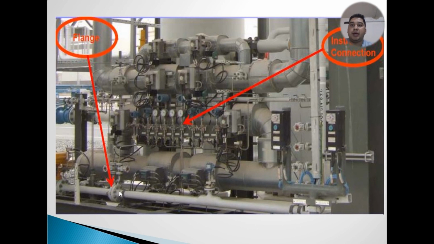Now this is a flange. In this one, if it is leaked, if it is not tied properly, what will happen? Any material, any vapor, or any gas can leak from here. And the second thing is here, the instrument connection. From this area, any gas and vapor can release.